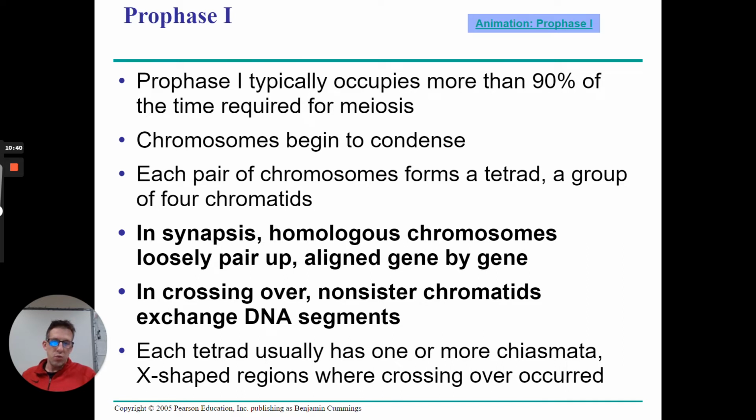Also in prophase 1, we see a phenomenon known as crossing over happen. And this only happens in prophase 1. It does not happen anywhere else in meiosis. It does not happen in mitosis.